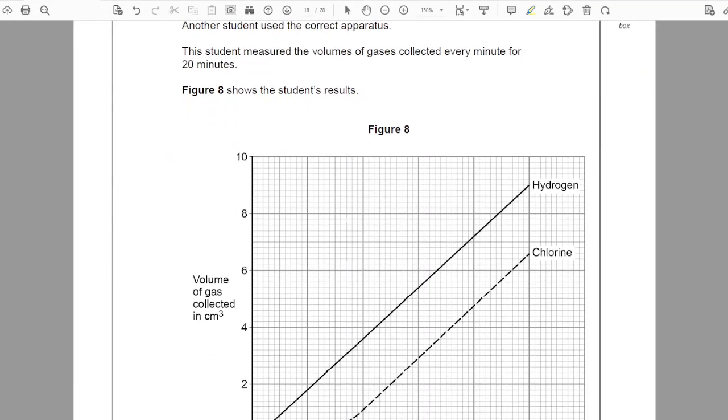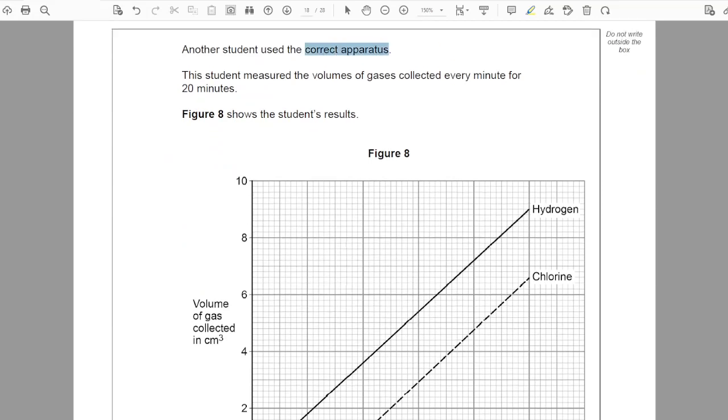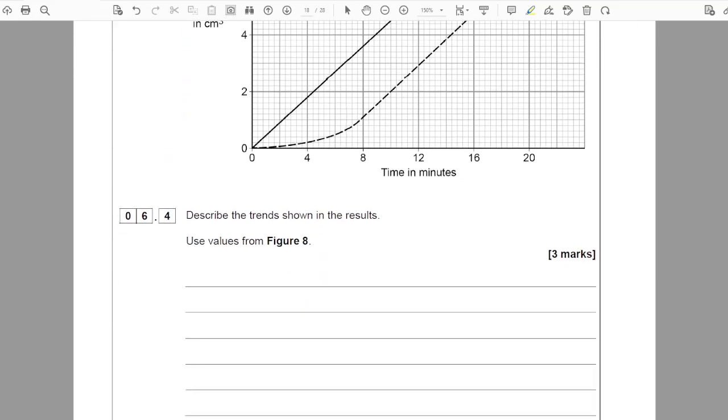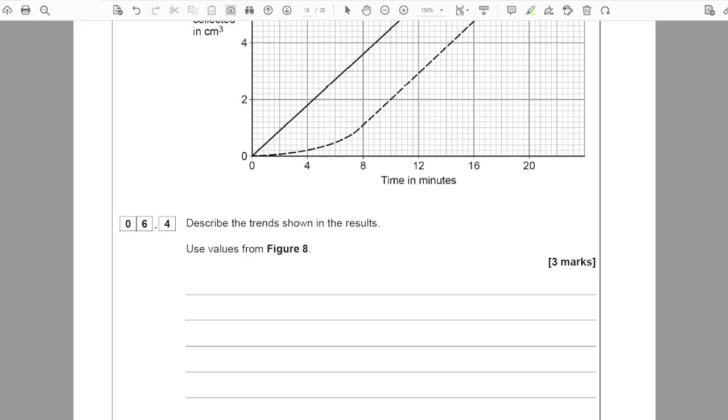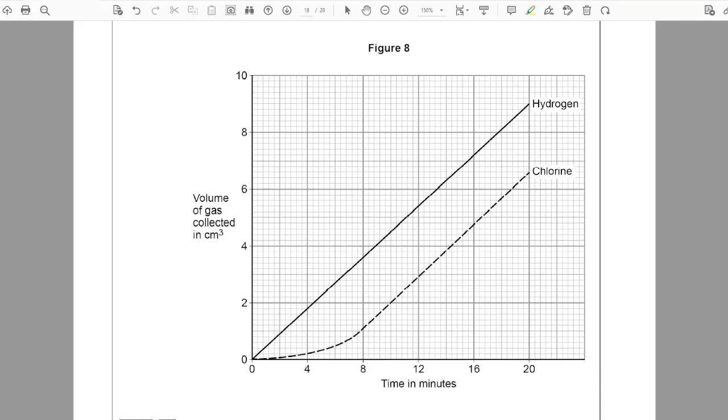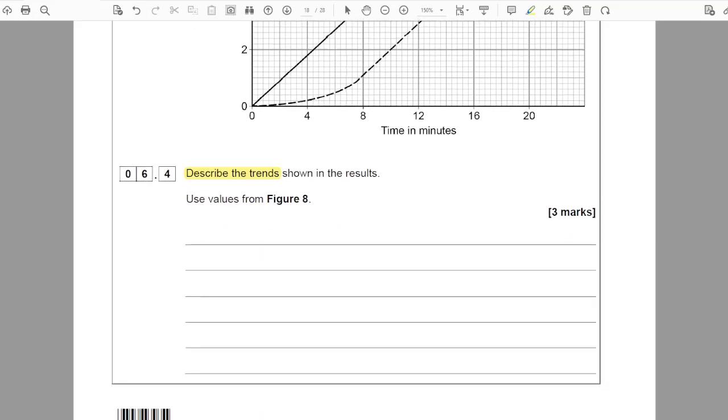Another student used the correct apparatus. This student measured the volumes of gases collected every minute for 20 minutes. 6.4. Describe the trends shown in the results. Looking at the hydrogen line, the volume of gas produced is directly proportional to the time that has passed. However, with chlorine, the rate increases up to 8 minutes, and then just like hydrogen, it's directly proportional. So we can say that for hydrogen, it's directly proportional all the way along.